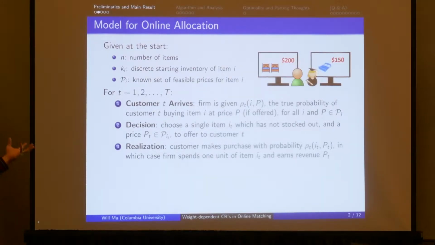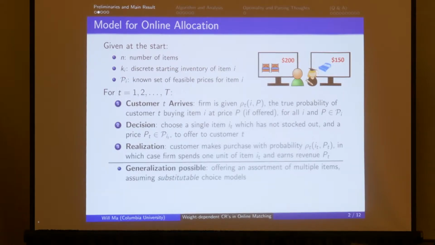And so this just corresponds to the picture from before where the hotel website is showing different customers different hotel rooms. Our techniques also generalize to the case where you can offer each customer an assortment of multiple hotel rooms at multiple prices, which seems more realistic. But for this talk, I'm going to assume I'm offering a single hotel room at a single price.